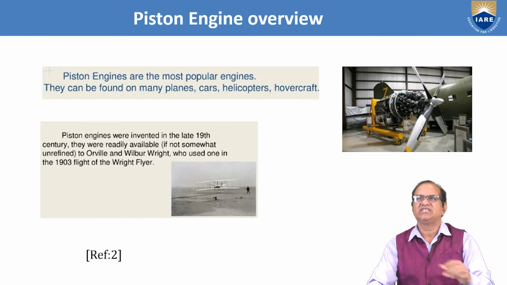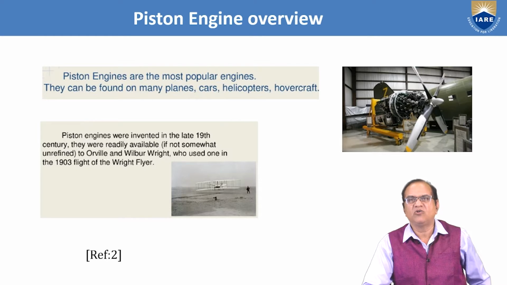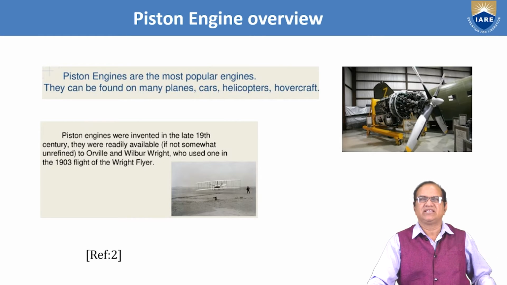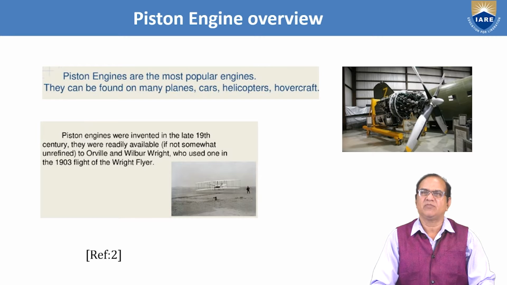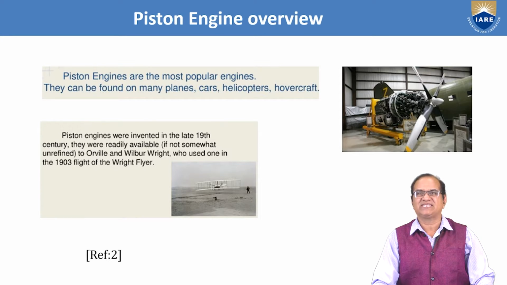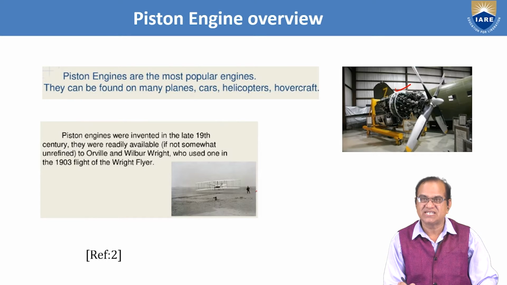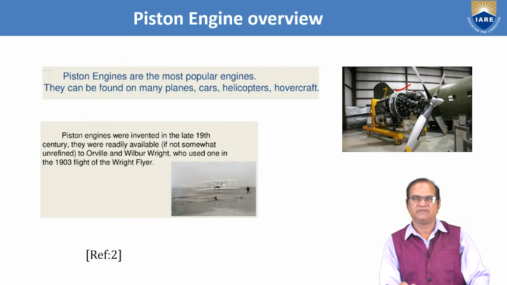Now, piston engine overview. I will discuss the piston engine and how piston engines work. Piston engines are the most popular engines. They can be found on many planes, cars, helicopters and hovercraft. It is shown here as a radial engine with the propeller in this diagram. The first aircraft by the Wright brothers also used the same piston engine.